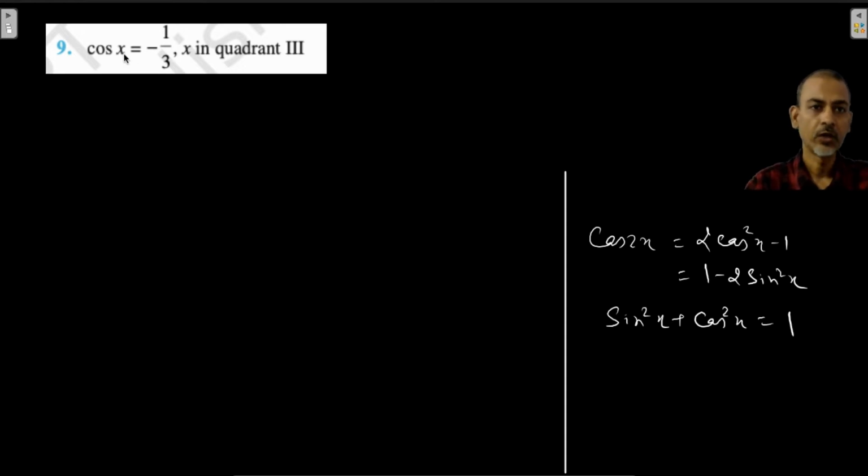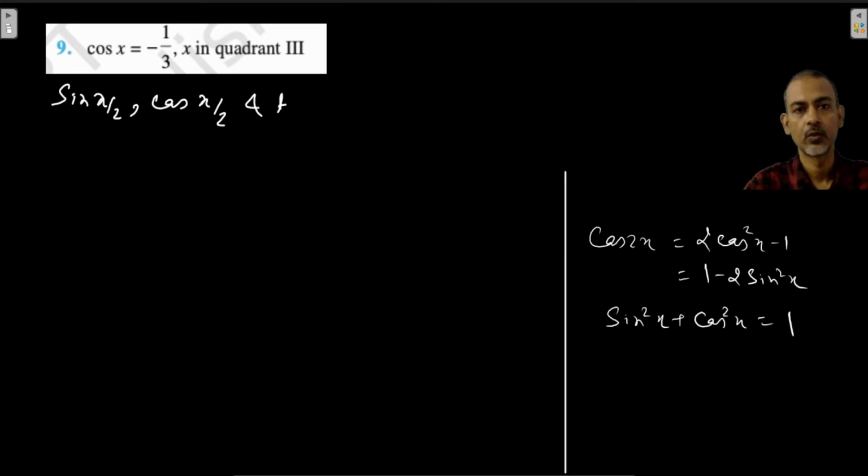Alright, so what we are supposed to do over here is find the values of sin x by 2, cos x by 2 and tan x by 2. Given that I have been provided with cos x equals minus 1 by 3, and x is lying in the third quadrant.